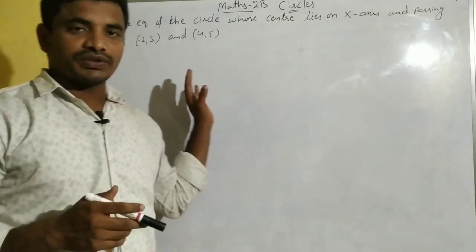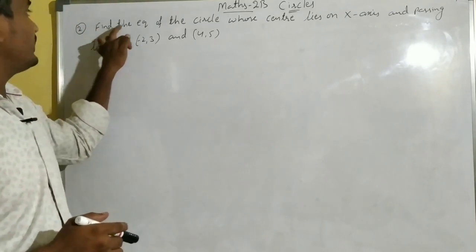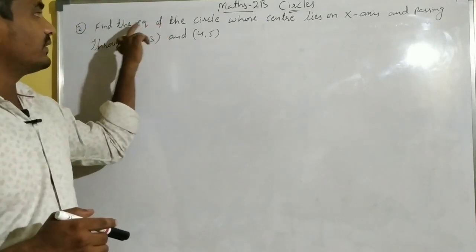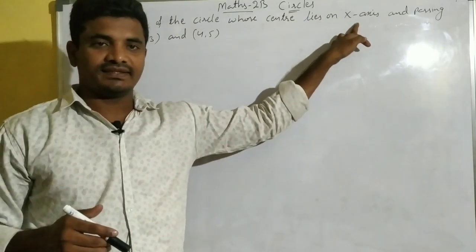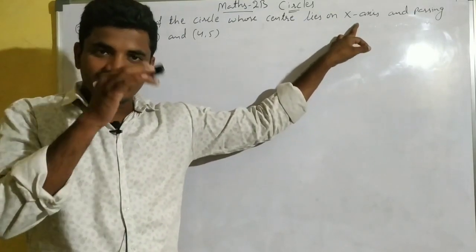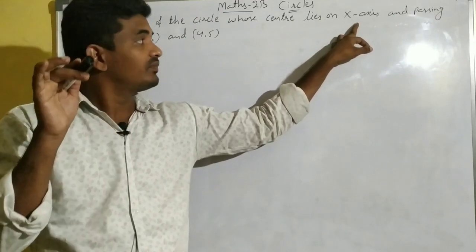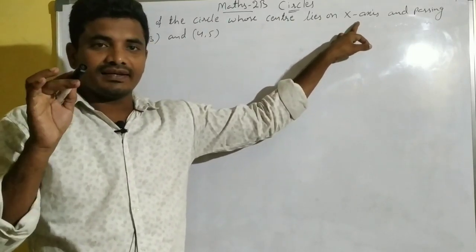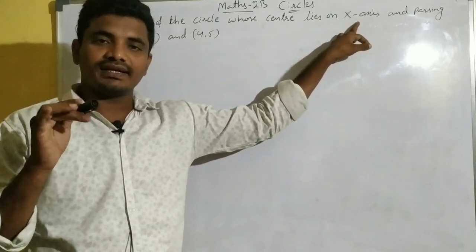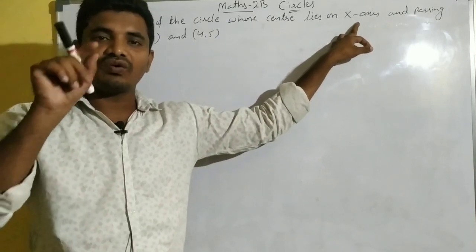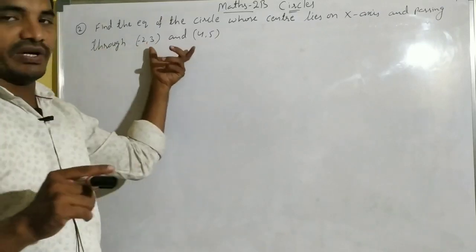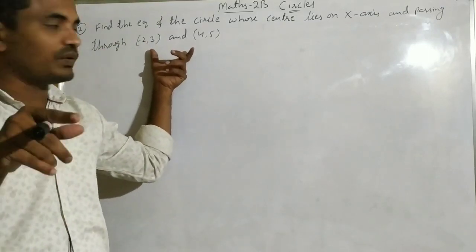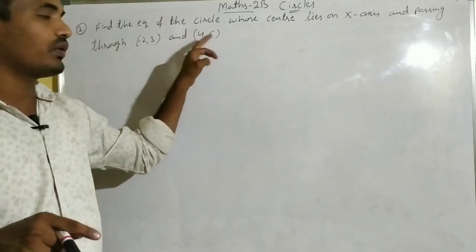Okay, model 2 question here. I am taking: find the equation of the circle whose center lies on the x-axis. That means a circle which has its center on the x-axis. On the x-axis means the y coordinate is equal to 0, and it is passing through the given 2 points, minus 2 comma 3 and 4 comma 5.